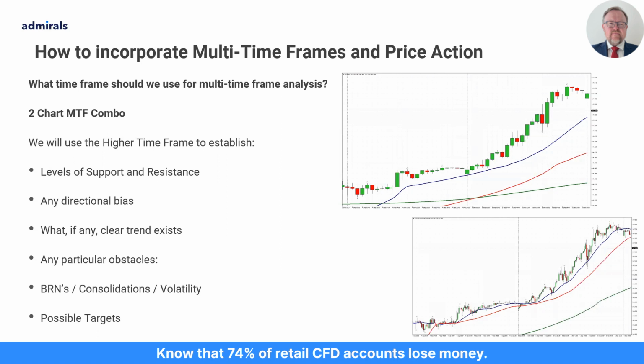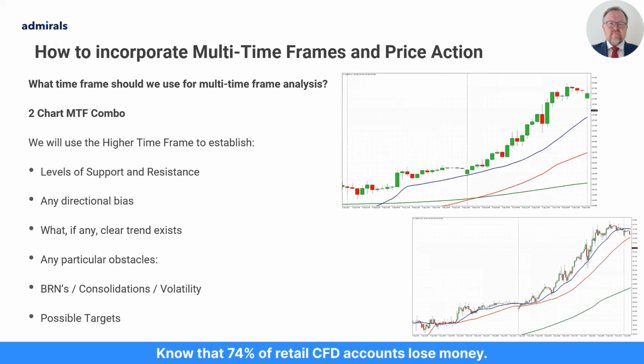So with that in mind, let's go into that in a little bit more detail. If we're using a two chart multiple time frame combo, then as I said, the higher time frame is what we look to establish things like levels of support and resistance. Remember what we said in our price action trading plan, step 1: drawing in your levels of support and resistance. We'll utilize that to identify any directional bias.